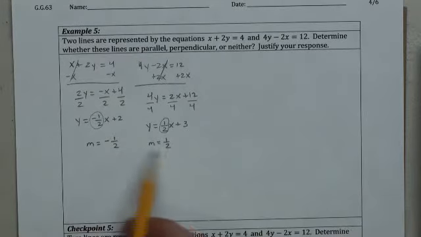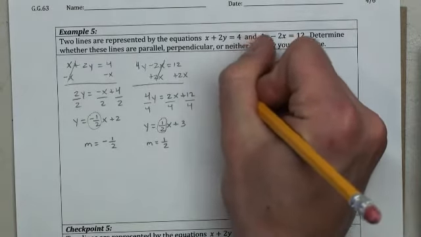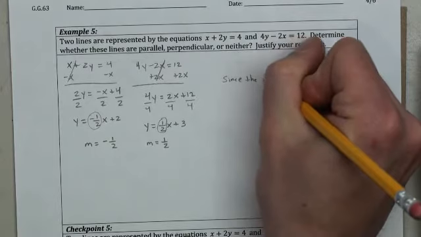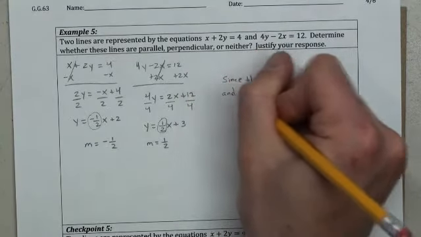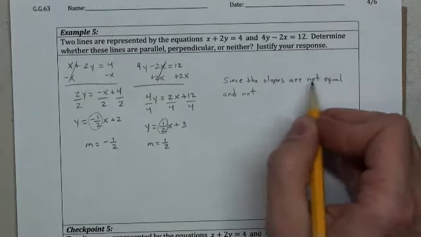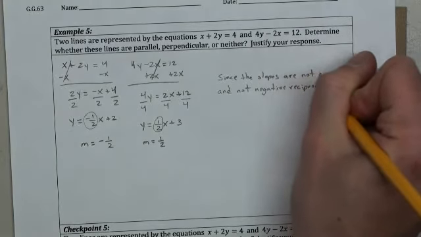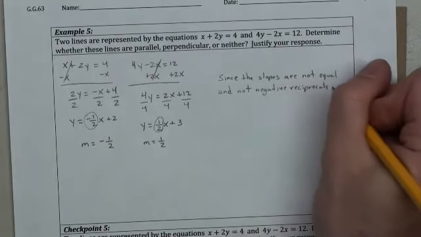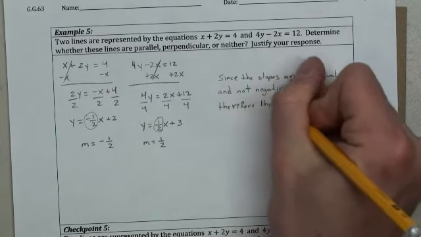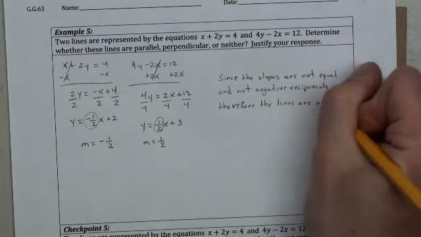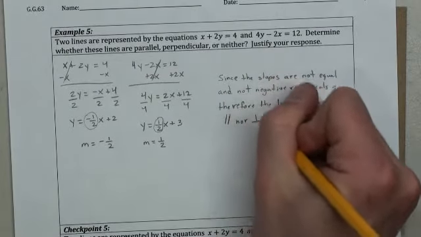Now those are not equal and they're not negative reciprocals. So since the slopes are not equal, and if they were equal they would be parallel, and they're not negative reciprocals, that means they're not perpendicular. So therefore the lines are neither parallel, remember that's a symbol for parallel, nor perpendicular.